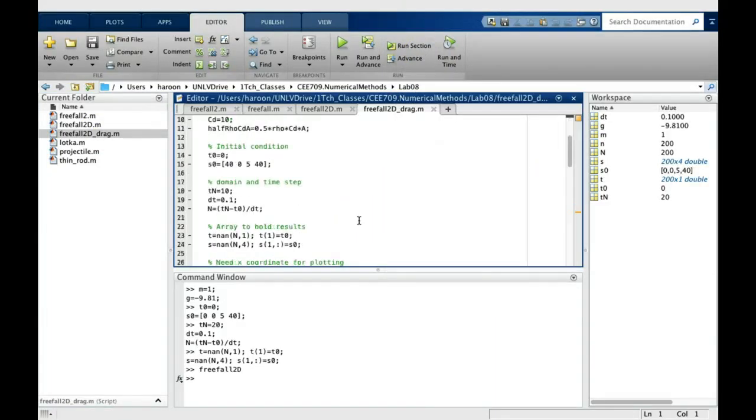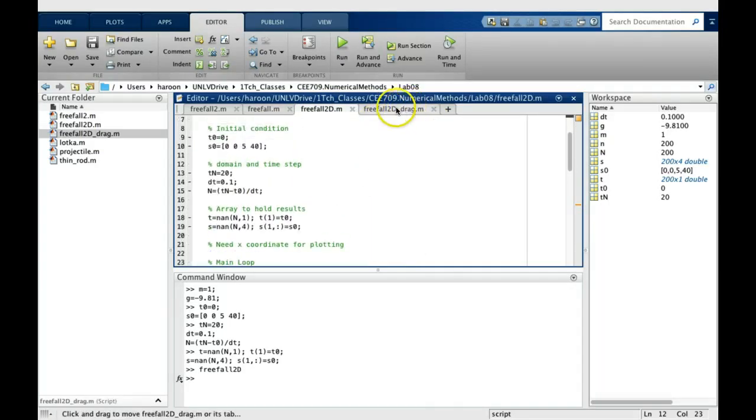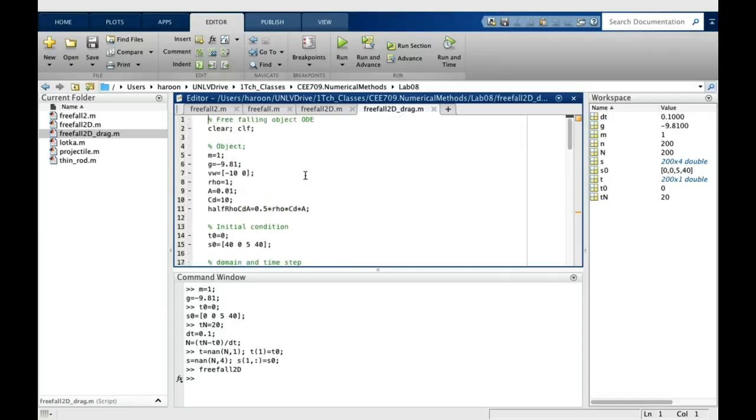Again, the only difference compared to the previous implementation is where we find the velocity. So I have created these constants. So we have the wind velocity is minus 10 in the x direction and 0 in the vertical direction. So this is horizontal wind. And then we just treat rho as 1 for now, area as 0.01, and drag coefficient as 10. So I have calculated half rho CdA here, so we don't have to calculate it again and again.